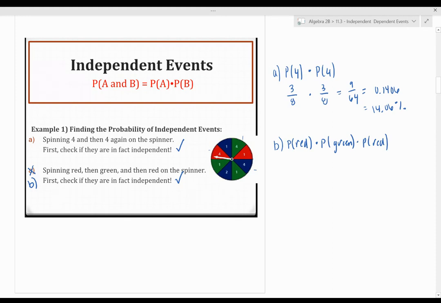Well, the chance of getting a red looks like there are 2 out of 8. I could also say just 1/4 of them are red. Then there's 3 out of 8 that are green, and then the chance of the last one being red again is going to be 1/4. So if I multiply those out, I'm going to get 3 out of 128, which would be 0.0234. There we go. All right.